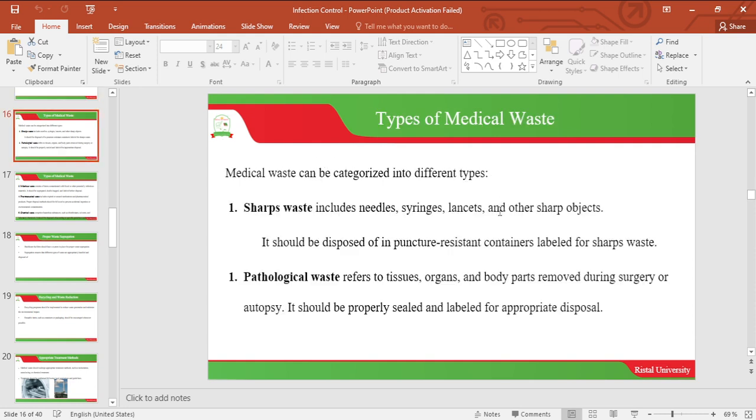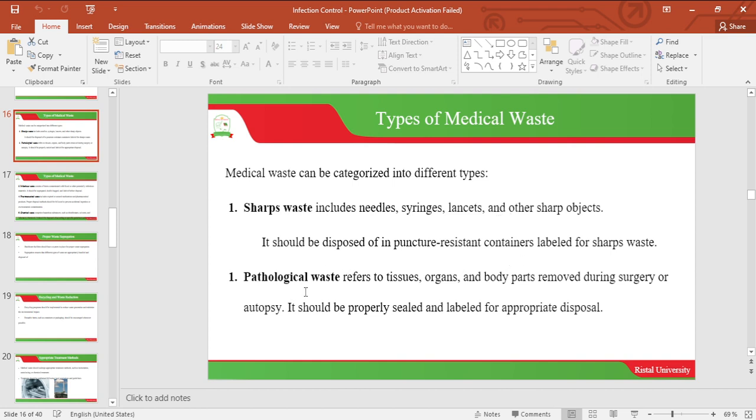Let's look at the types of medical waste. Medical waste can be categorized into different types. The first type is sharp waste. The sharp waste includes needles, syringes, lancets, scalpels, and other sharp objects. The sharp waste should be disposed of into a puncture-resistant container labeled sharp waste.